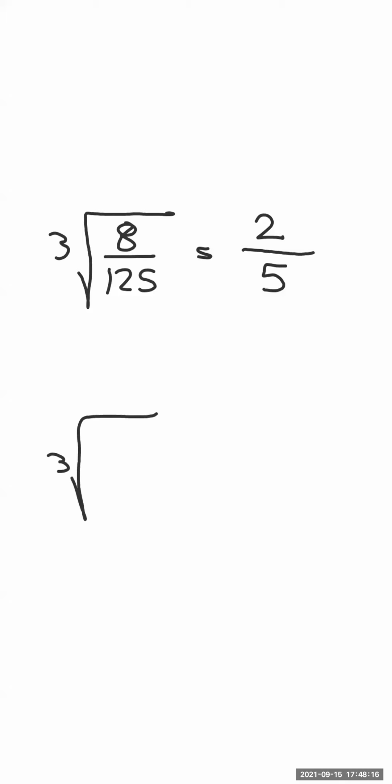Cubic root of negative 27 over 64. Directly, here, negative 3 over 4. Cubic root of negative 27 means negative 27, the cubic root is equal to 3, and cubic root of 64 equals 4. So it will equal negative 3 over 4. Okay, guys?